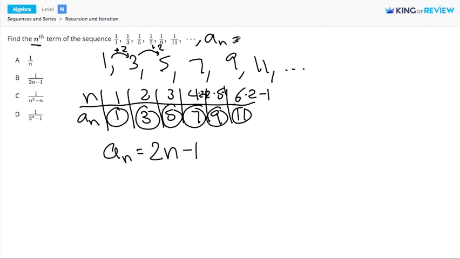What we were talking about here was our denominator, so we know the denominator of the nth term has to be 2n minus 1. Well, we know that all these terms have a numerator of 1, so this tells us that the nth term will just be 1 over 2n minus 1. So our answer is B.